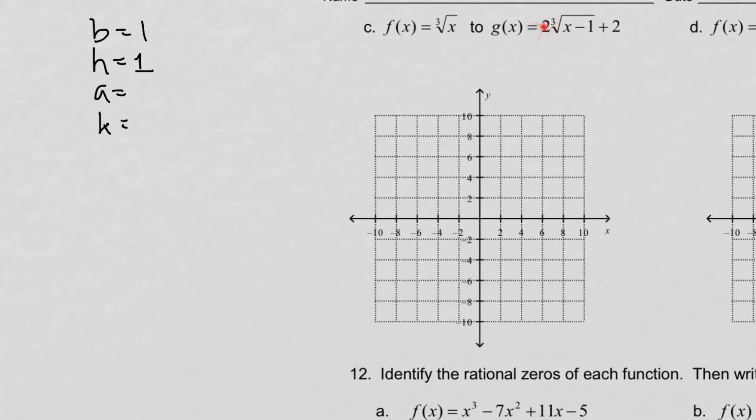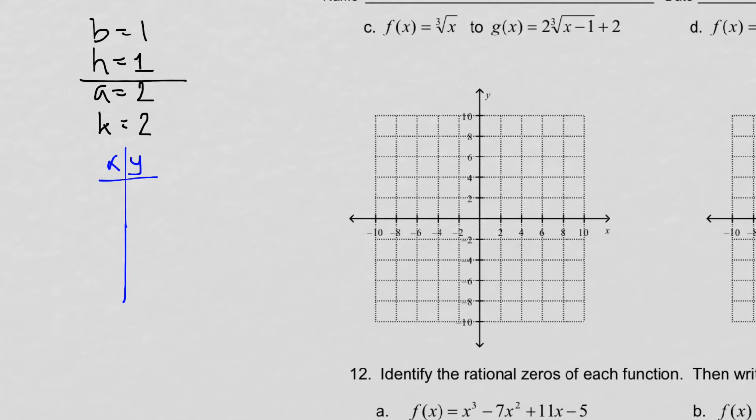Next is a. a would always be in front. There it is. It's 2. And finally k. k is the number that's always kicked out at the end. That is 2. So that means that b and h are going to affect the x values. a and k are going to affect the y values. The next thing you need to do is figure out your parent function table. This is only going to come to you from memorizing those tables that we learned earlier in the year.